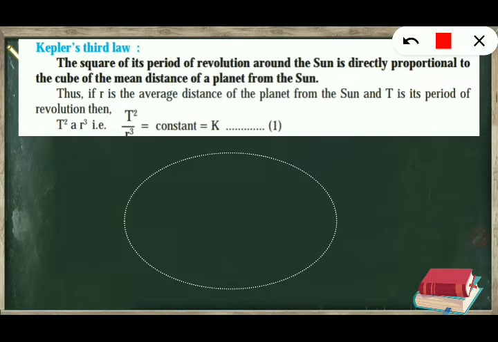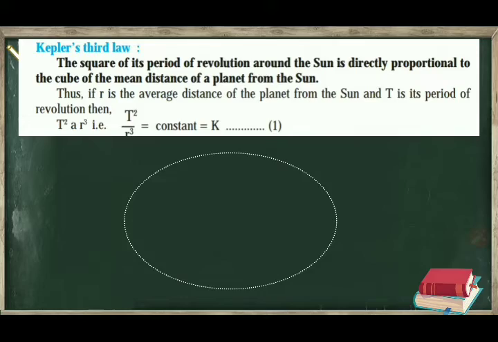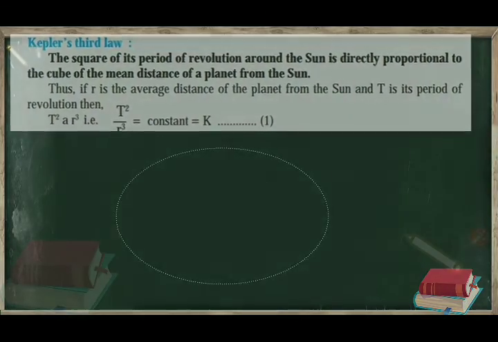Kepler's third law says that T square is directly proportional to R cube. If you want to remove the sign of directly proportional, you can take it as equal to, but you have to take a constant K, which is known as Kepler's constant, times R cube as it is. T square is equal to K R cube. This is Kepler's third law of planetary motion.